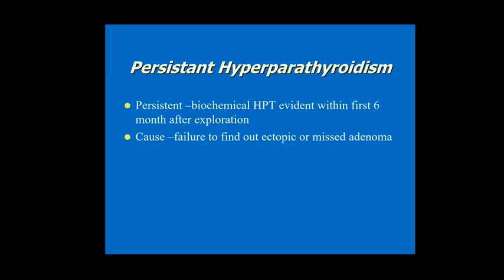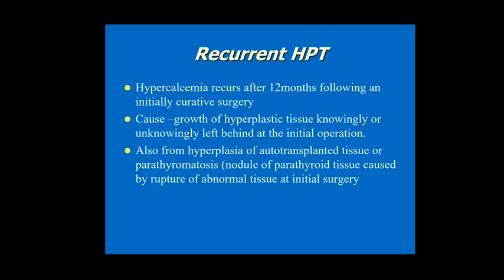What is persistent hyperparathyroidism? This means that the biochemical hyperparathyroidism is still evident within the first 6 months after the surgical exploration. The usual cause is failure to find an ectopic or a missed adenoma. Recurrent hyperparathyroidism refers to recurrence of hypercalcemia after a period of 12 months following an initial parathyroid surgery. So the cause is usually growth of hyperplastic tissue knowingly or unknowingly left behind at the initial surgery.